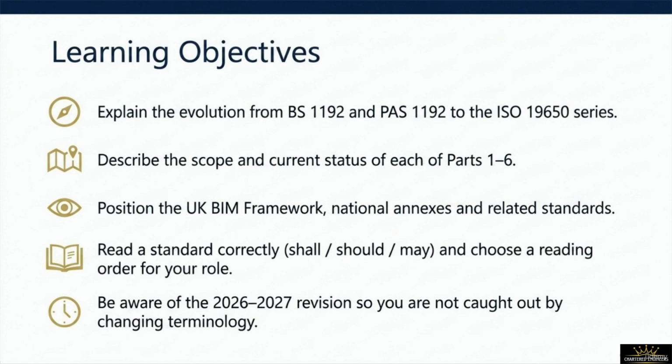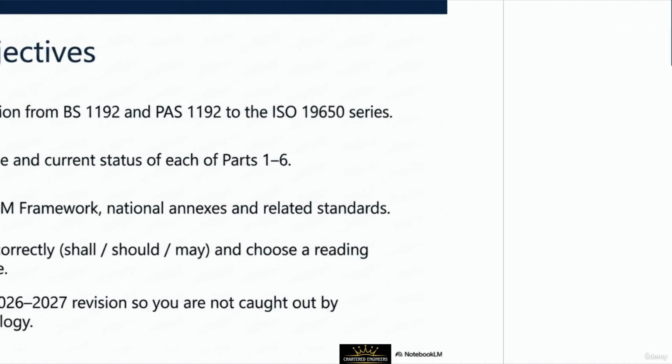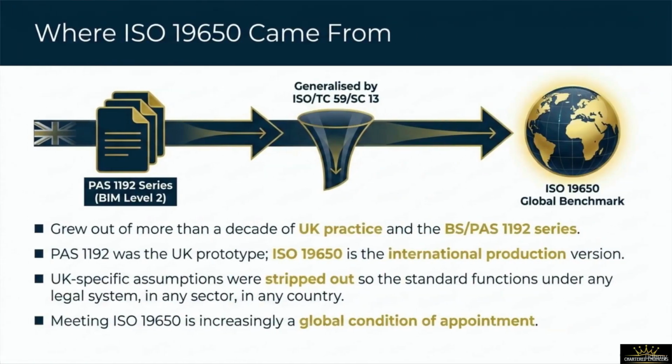Let's look into the historical timeline to see where this standard originated. When you are implementing a sophisticated technical framework under a modern contract, it helps immensely to understand that these guidelines did not appear overnight. The modern global benchmark grew directly out of more than a decade of intensive real-world practice in the United Kingdom, specifically leveraging the BS 1192 and PAS 1192 series, which were originally known as BIM Level 2.